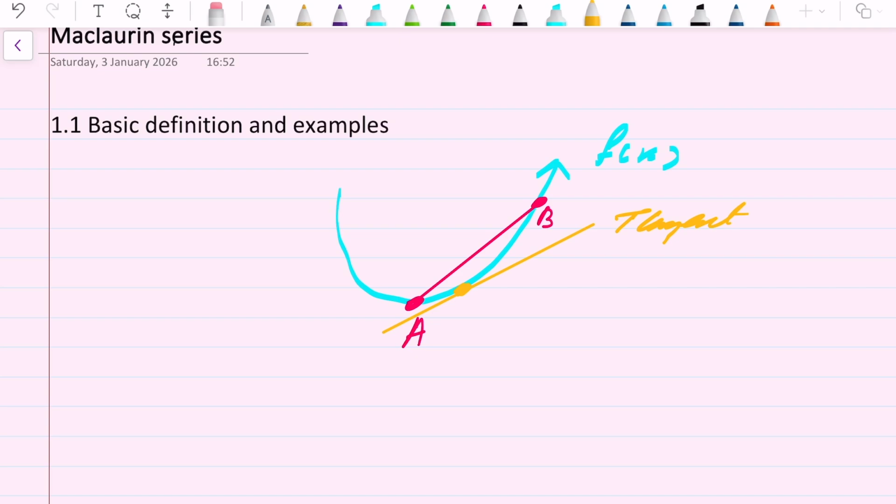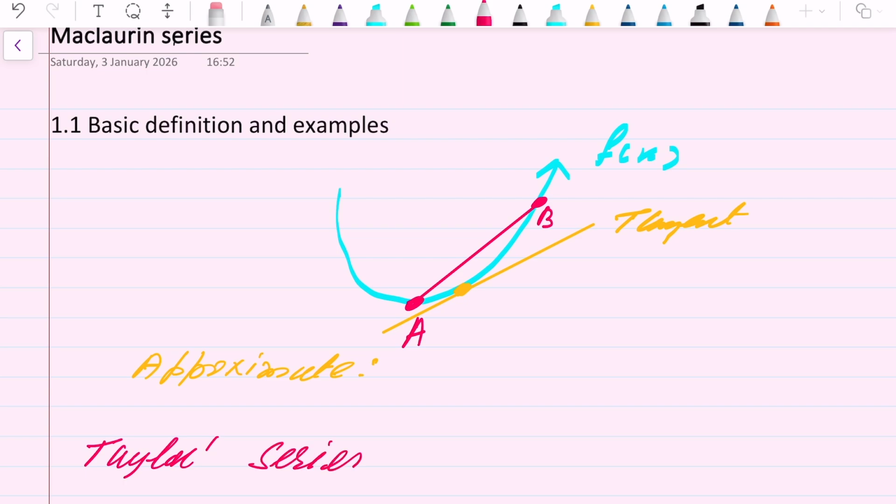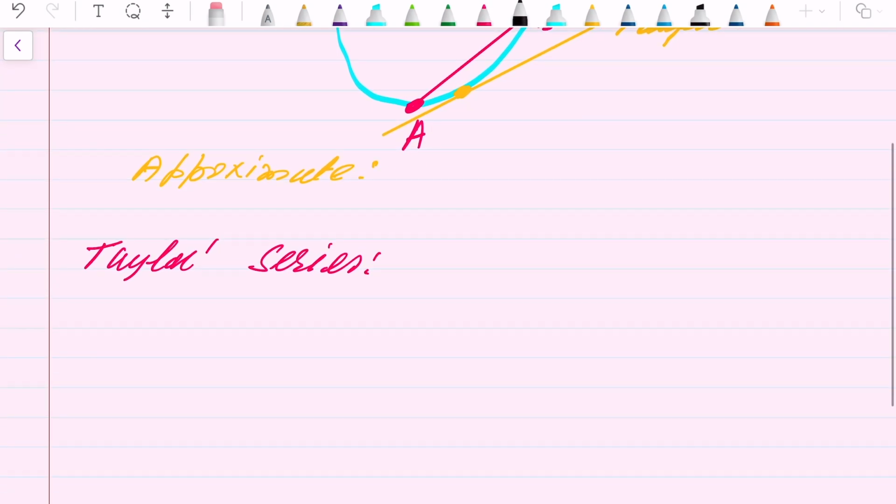Now, Maclaurin series is used to approximate. Approximate what? Approximate complex functions, limits to functions, solutions to differential equations, definite integration, and so many applications. But Maclaurin series is the extension of Taylor series. What is Taylor series? Let's understand what is Taylor series.